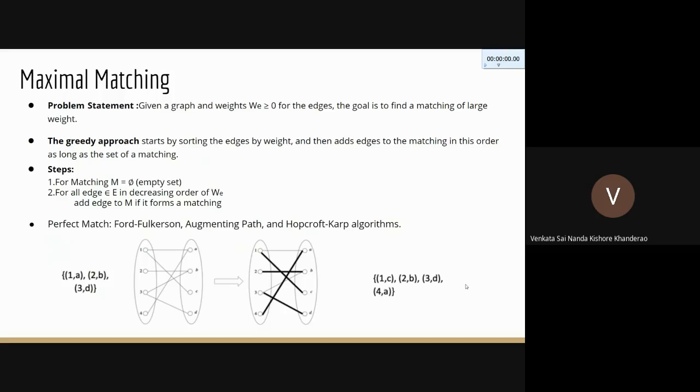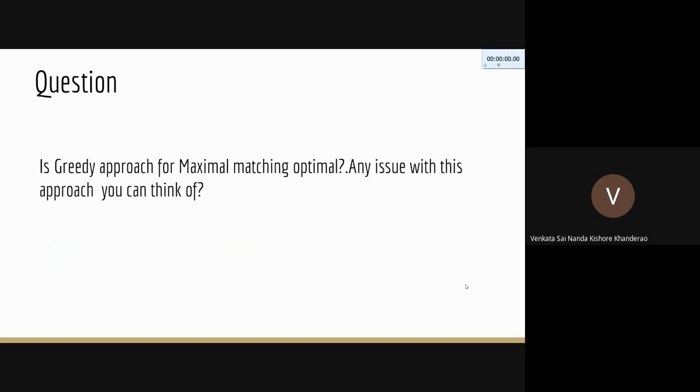The steps are: first we assume the matching M is an empty set, and for all edges in the total set of edges, we sort them in decreasing order of weights, and we keep adding edges until it forms a matching. There are other algorithms as well for maximal matching: the Ford-Fulkerson algorithm, the augmenting path algorithm, and the Hopcroft-Karp algorithm. So the question is, is the greedy approach for maximal matching optimal or not?